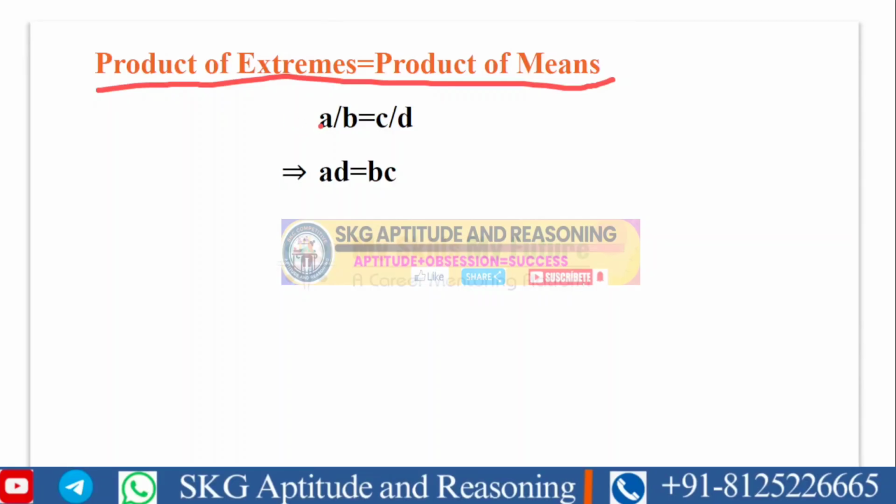Suppose A by B is one ratio and C by D is another ratio. If we do cross multiplication here, we'll get AD equal to BC. What we have done here is just cross multiply the things. So in the entire proportions topic, try to remember this one. This is one of the formulas we need to remember.